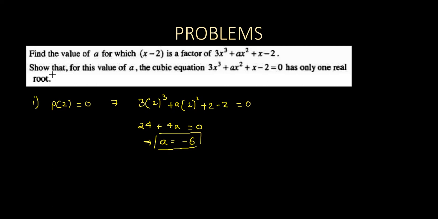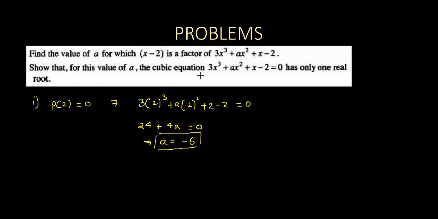Second part says that show that for this value of a, the cubic equation has only one real root. It means if I put this polynomial p(x) equal to 0, then I will get an equation. So I have to use this value of a, which is minus 6, and then I need to find out the roots of this cubic equation, and then we have to show that the cubic equation has only one real root. By real root, we mean that the other two roots of this cubic polynomial will be complex.